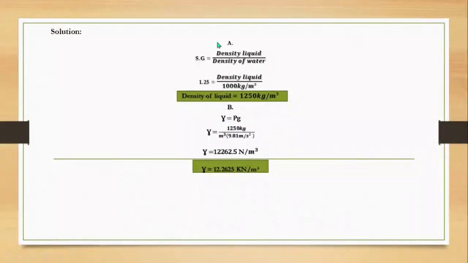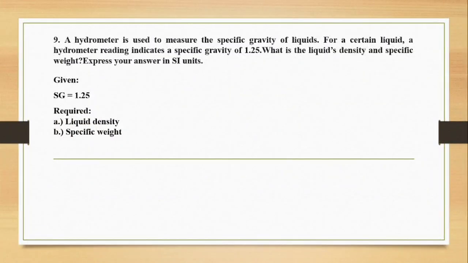In A, we look for the liquid density. Specific gravity equals the density of the liquid over the density of water. Substituting the given 1.25, specific gravity equals the density of liquid over 1000 kg per meter cubed, which is the density of water. Calculating, the density of the liquid is 1250 kg per meter cubed. That is the liquid density. Second, we look for the specific weight.